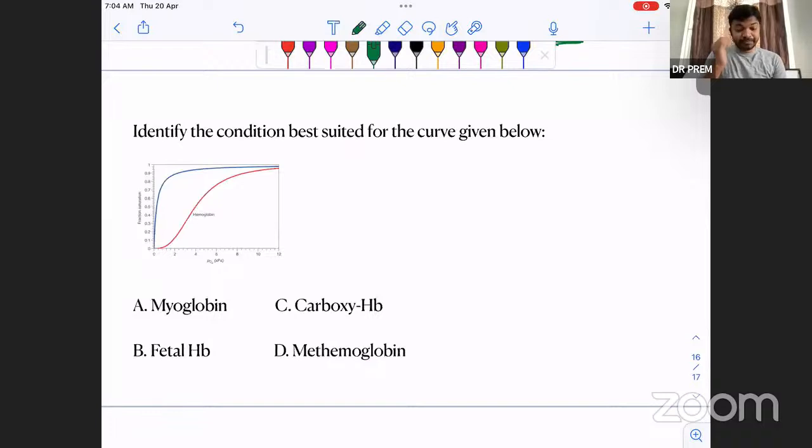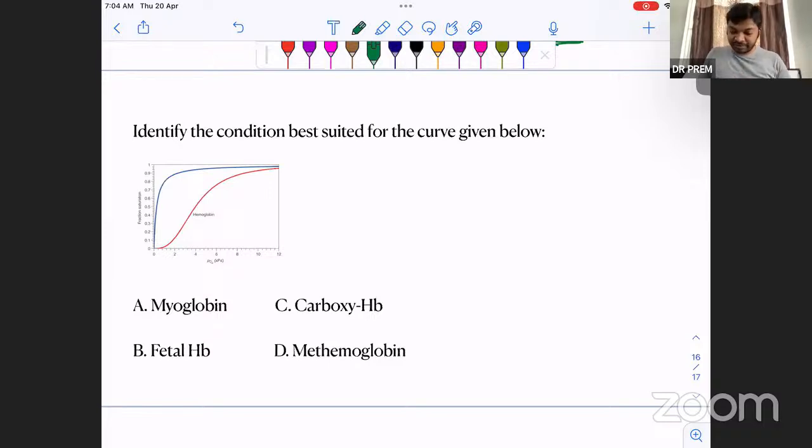Any idea? B, fetal hemoglobin. No, Dr. Srikanth, no. Since this is the last question, could you tell me why it is? Okay, it's myoglobin. All right, perfect. Good. It's not fetal hemoglobin, it's myoglobin.